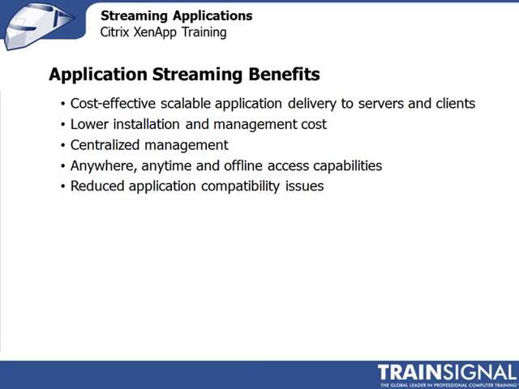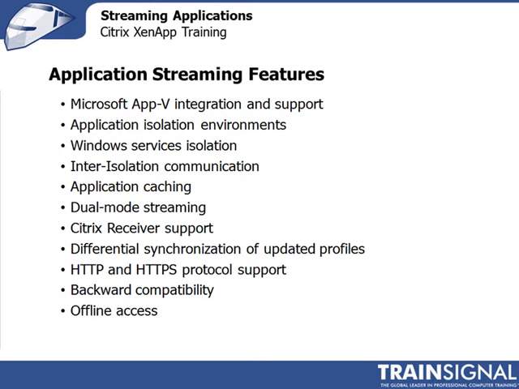Reduced application compatibility issues. Because the applications aren't installed on the operating system, they're not modifying the operating system, there's no way for DLL conflicts or application errors or compatibility issues of any sort. Every application is contained within a bubble, so they cannot have any compatibility issues on the actual operating system that they're running on because they're not really installed on it. These are some of the features that you have with application streaming. One of the most important ones to note is obviously Microsoft App-V integration and support. That's always handy. Offline access is a big one. And these are all some of the benefits that you get with application streaming.